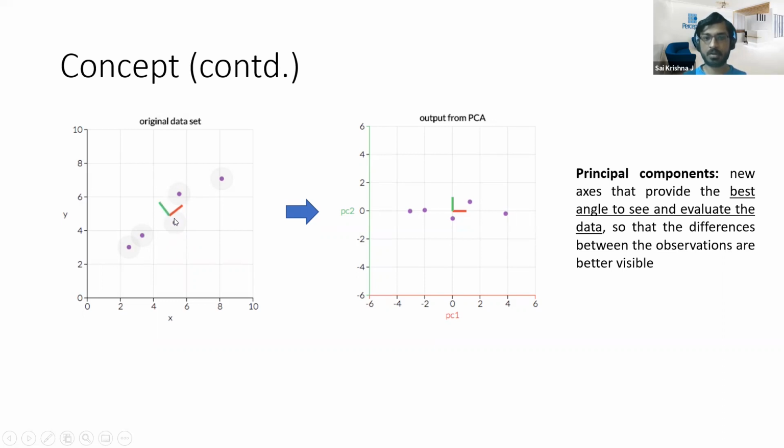Now this is the original data set. Now you apply that PCA algorithm. What happens is it creates new axes out of the original X and Y that you have. It creates something called principal component 1 and principal component 2, which is something like a combination of this X and Y. And that combination looks like this.